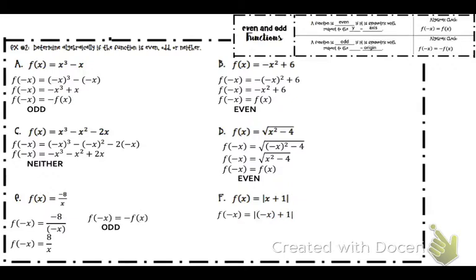Okay, then this last one, we have f of x equals the absolute value of negative x plus 1, which is just negative x plus 1, which is not the opposite, it is not the same as what we started with, so that is neither.